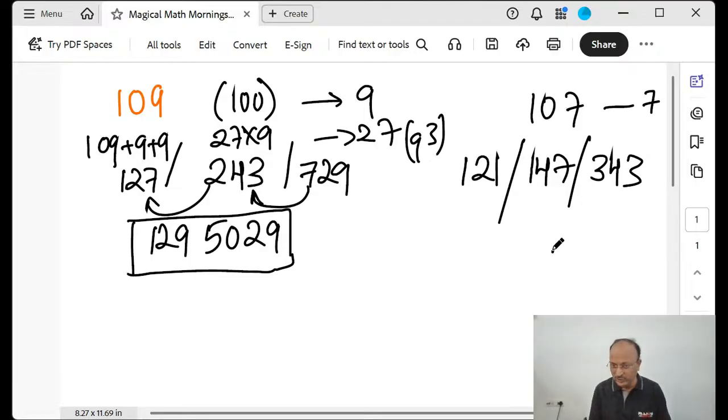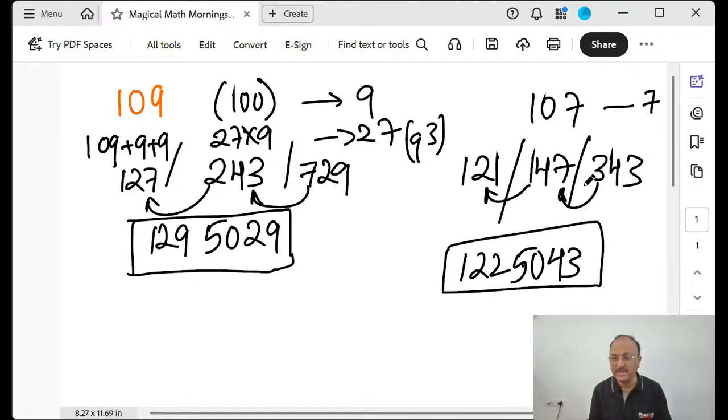The base is 100, so only two digits we should keep. So 43. 3 will carry, it will become 150. So 50 will come, 1 will get carried, 122. 1225043 is the answer in this case. I hope you understood very well.